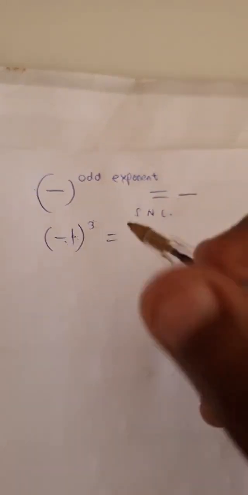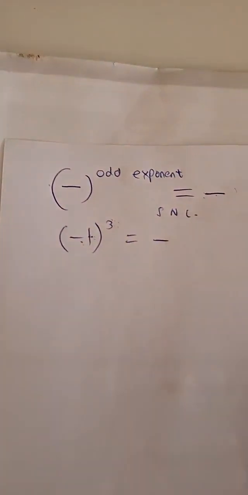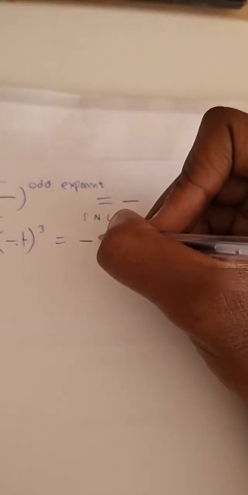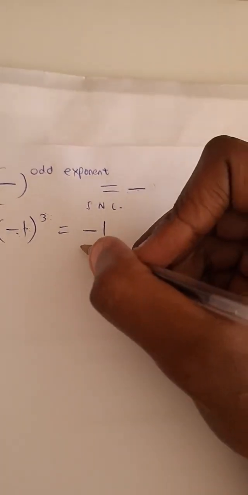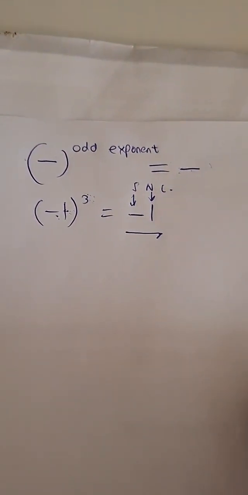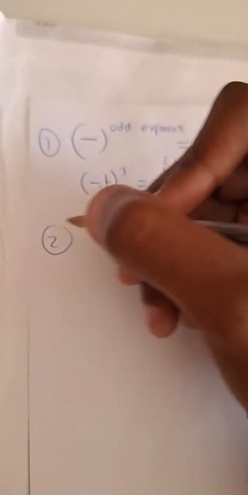So the odd exponent applied to a negative sign means we have a negative answer. But 1 to the power 3 is equal to obviously 1. So that is the sign, that is the number. The application of that into that. Okay, let's look at something else.